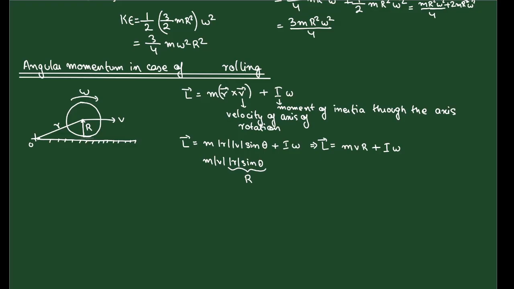So what happens in case of slipping? In case of slipping also, it is I omega, whatever the value of omega is, plus mvR. The only difference between pure rolling and impure rolling is that in pure rolling v is equal to omega R, and in impure rolling v is not equal to omega R. Understood? Okay, so understood the case of angular momentum.